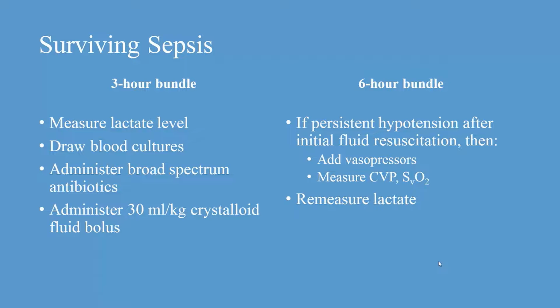And then the reassessment within 6 hours: reassess the patient if they're still hypotensive. It's not wait until 6 hours, it's at any point within that 6-hour bundle. Reassess them, add vasopressors if needed, and figure out what other parameters you might need to measure, like venous pressures or mixed venous oxygen saturations, or use your bedside ultrasound or whatever else you might be doing, and then remeasure that lactate.